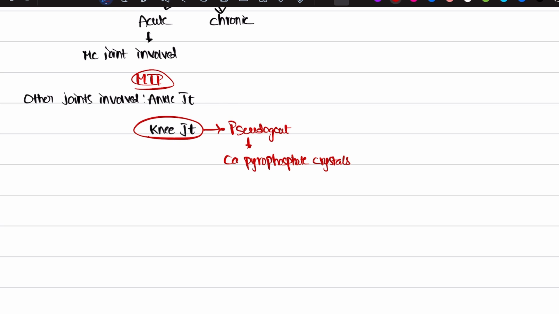I am just going to ask a single question. What is the age group of females involved in this disease? Try to think. What age group of females is involved in this disease?